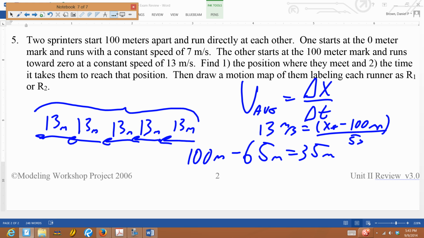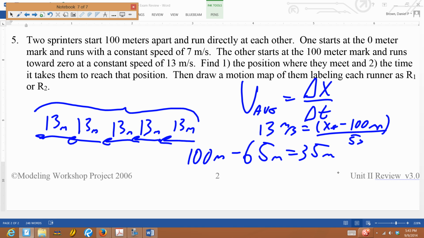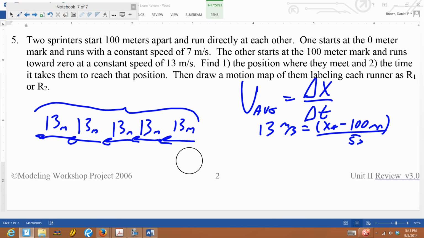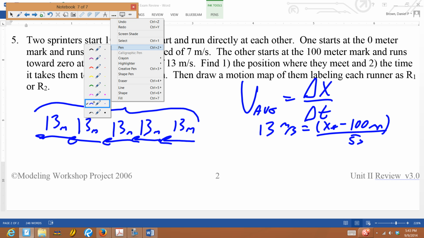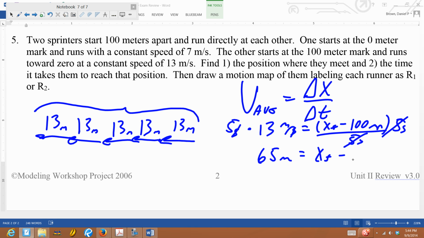All right. Let me erase a little bit of what's down below. Erase this right here, and then continue forward with the math. I would multiply both sides of the equation here by 5 seconds to cancel on top and bottom. This kind of gets the unknown x closer to being by itself. 5 seconds times 13 meters per second, seconds on top and bottom cancel, and I get 65 meters equals x final minus 100 meters.